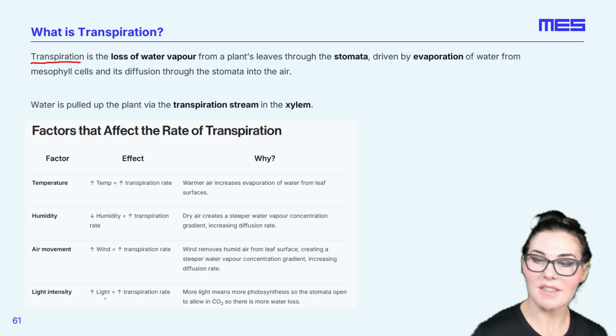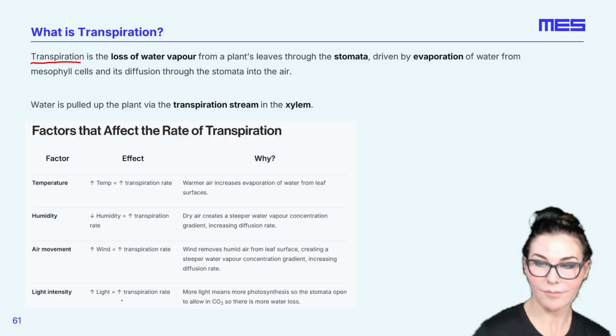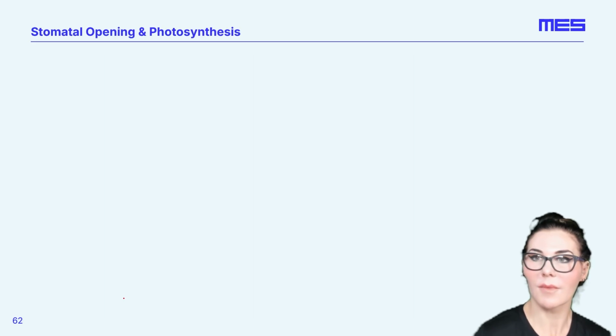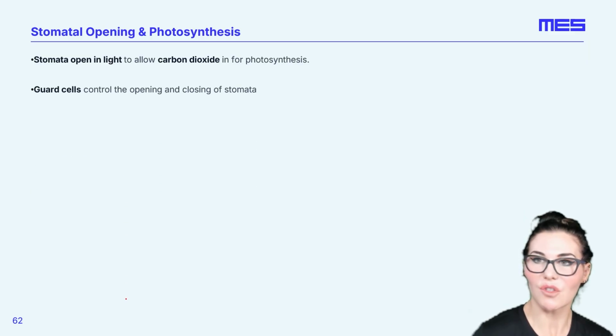And the light intensity, that's because stomata open generally in the light. They're nice and wide open, and that means more photosynthesis can happen, but also you will get more water loss and more transpiration. Opening and closing of the stomata. We've covered this already, so this is just to sum it up.